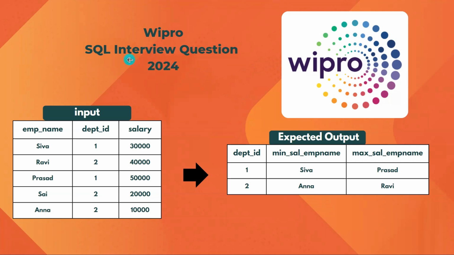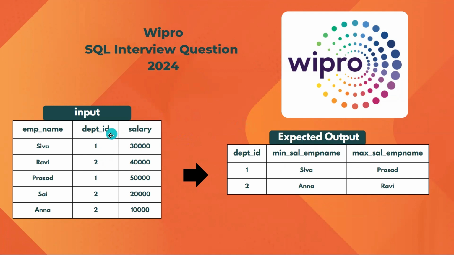In this video, I will be covering one of the SQL interview questions that was recently asked in a WIPRO interview. Given an employee table, we have employee name, department ID and salary. We have department wise employee details along with the salary. From this table, we need to get the department wise minimum salary employee name and maximum salary employee name.